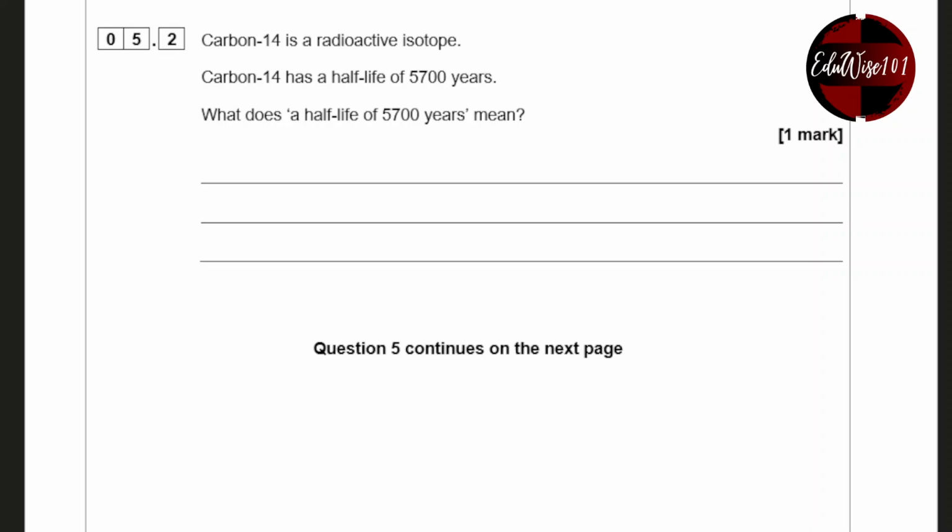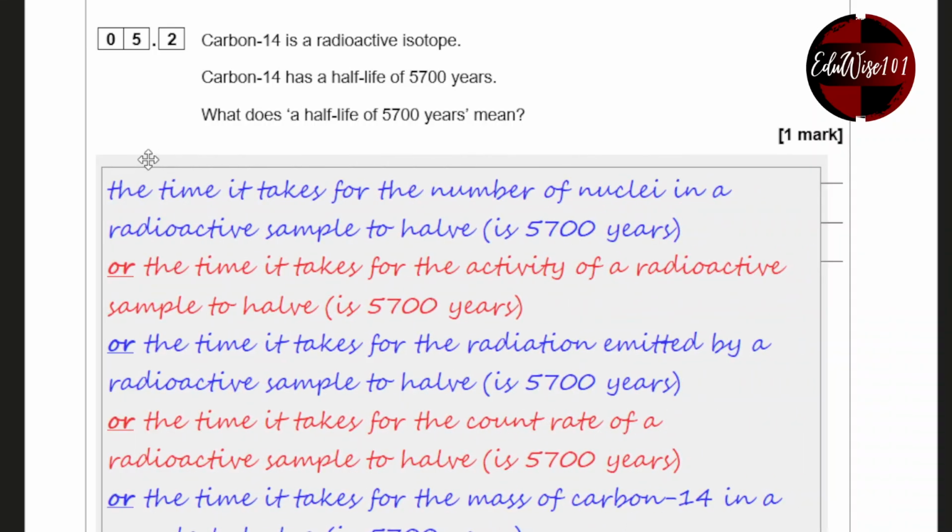In terms of activity, it is the time it takes for the radioactivity or the activity of a sample to reduce by 50%. In terms of number of nuclei, you can describe this. Again, we are waiting for the number of unstable nuclei to decay by 50%. So here's a couple of different examples of half-life definitions. Any of these is actually going to give you a mark.